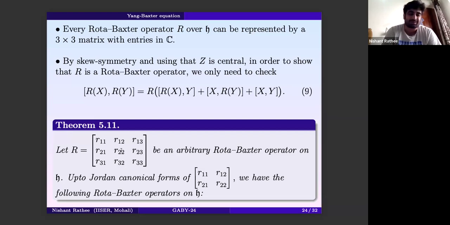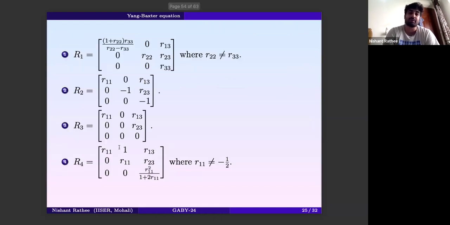You cannot transform the whole matrix into Jordan canonical form, because the automorphisms are very restricted. You can only conjugate by an automorphism of the Lie algebra, not just any arbitrary invertible matrix. So suppose we have an arbitrary Rota-Baxter operator on B, then up to Jordan canonical form of this matrix block, we have the following Rota-Baxter operators over B.